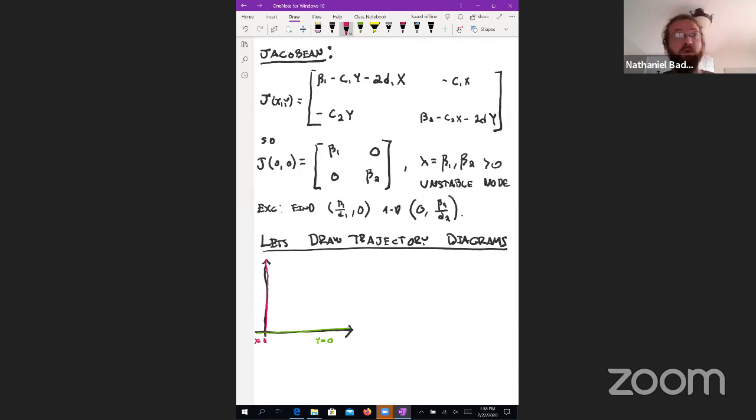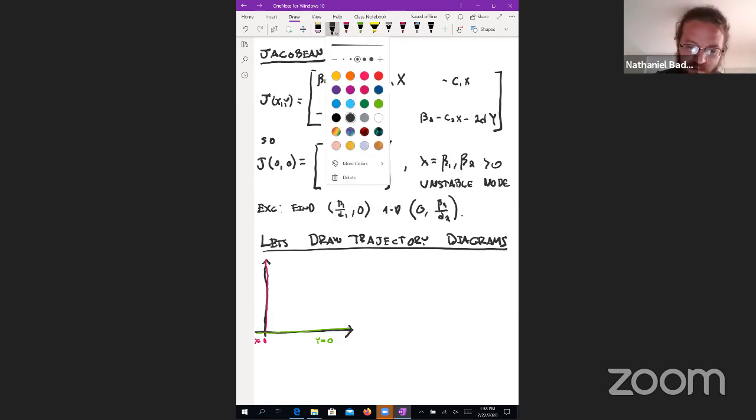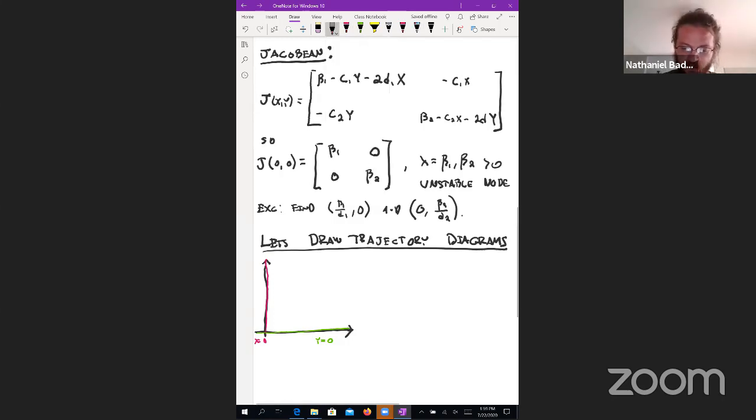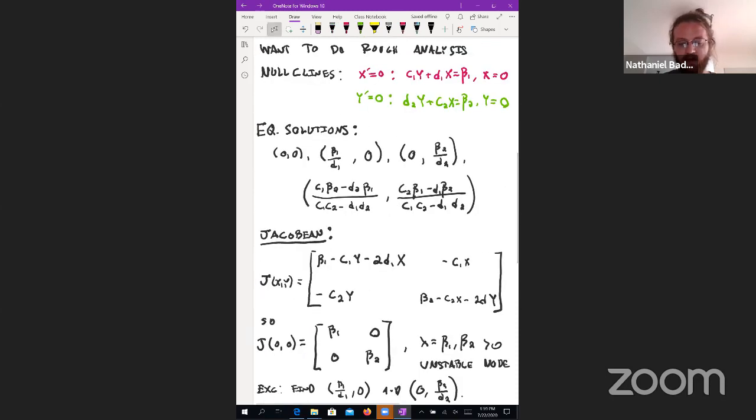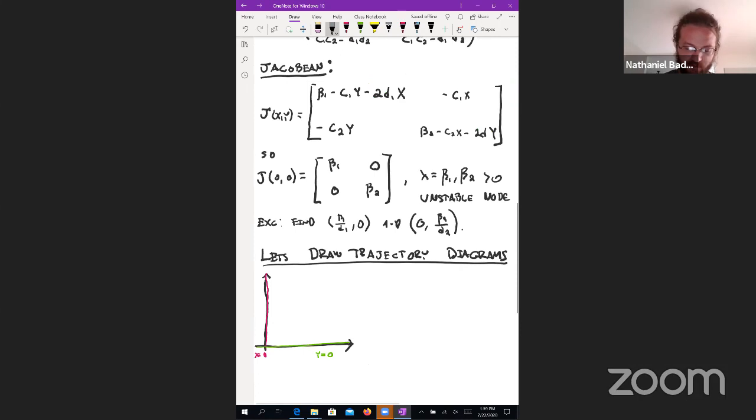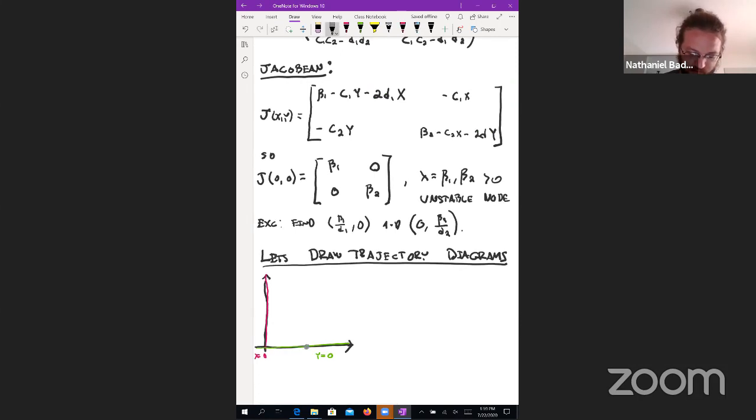And we know that we have equilibrium solutions at (beta 1 over D1, 0), so let's call that, and at (0, beta 2 over D2).